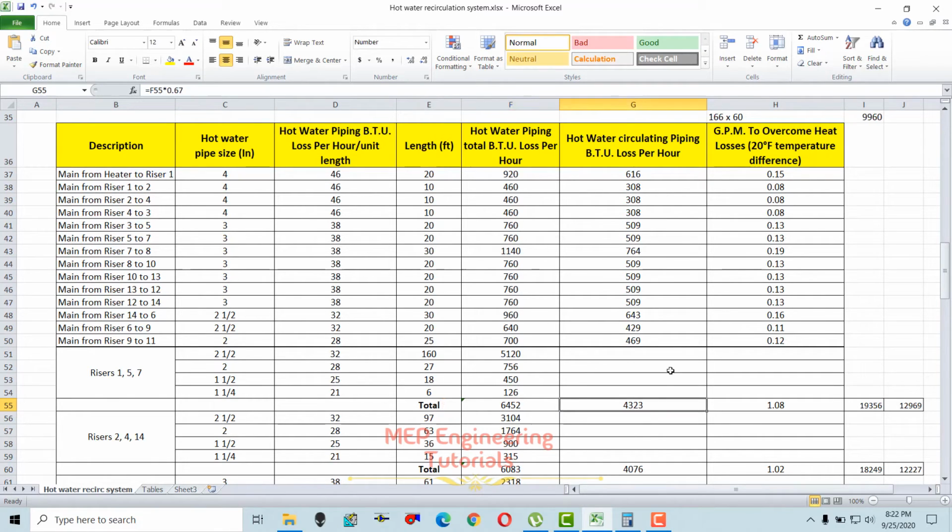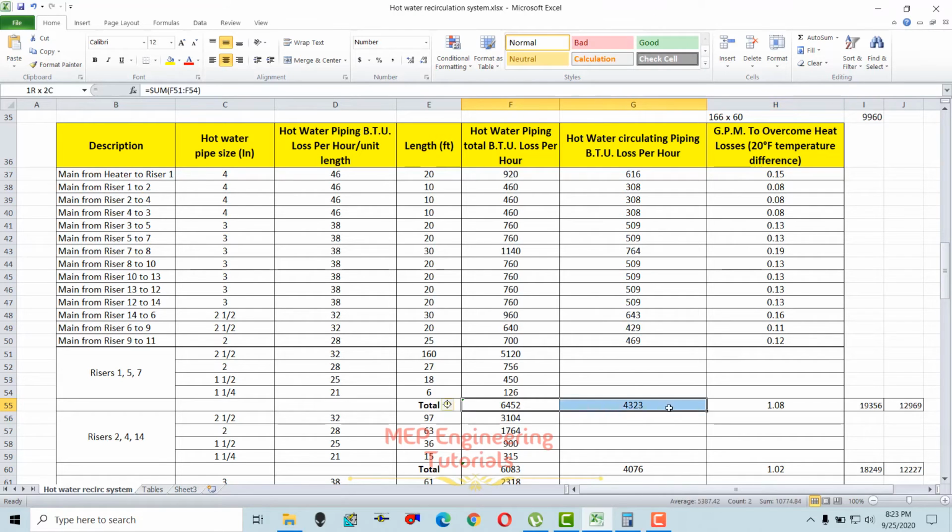And this one is again the same assumption, we have to take 2/3 of this value because we don't know the pipe size for the recirculation system. So we are going to take 2/3 value of this one. So if you multiply this with 0.67, that is 2/3 of this value, it is 4323 BTUs per hour for recirculation piping heat losses. And again you have to sum these two values and divide by 10,000. You will get the GPM, 1.08 GPM.